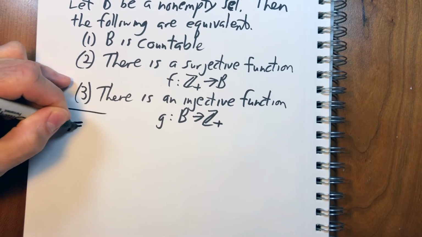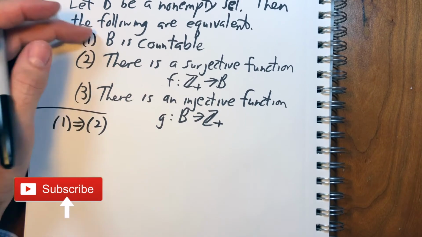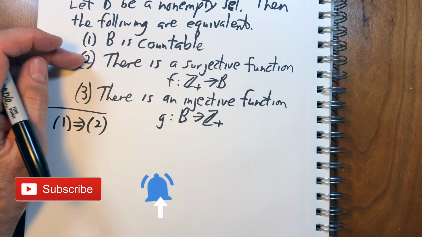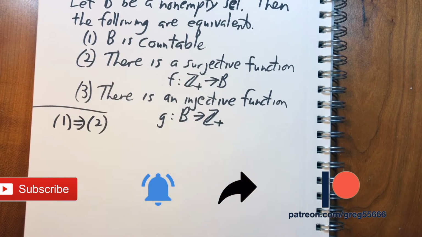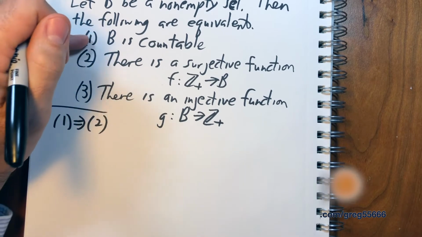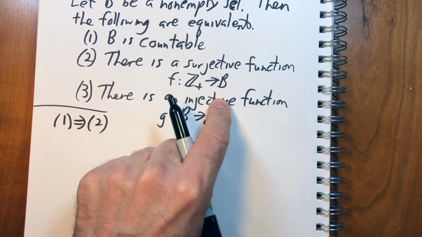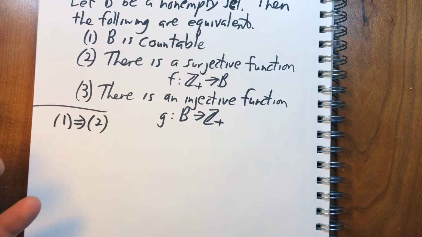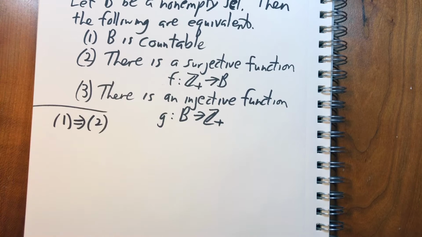So let's assume 1 and prove 2. So we suppose that B is countable, and we're going to prove then there's a surjective function between the positive integers and the set B. So if B is countably infinite, that means that there's a bijection between the positive integers and B. And so part of being bijective is being surjective, so we're just done by definition.